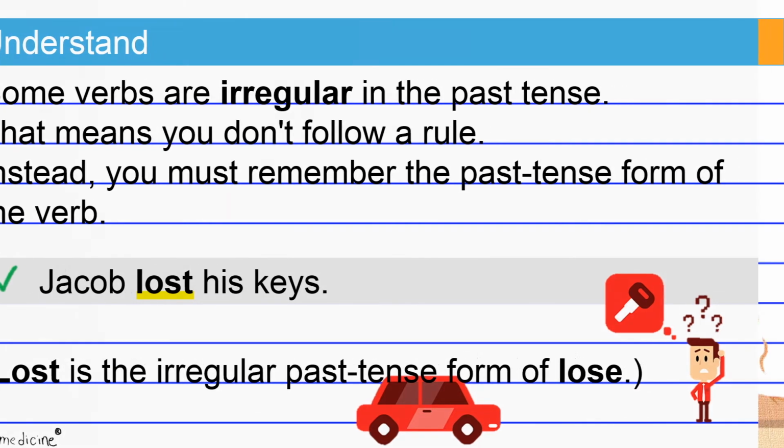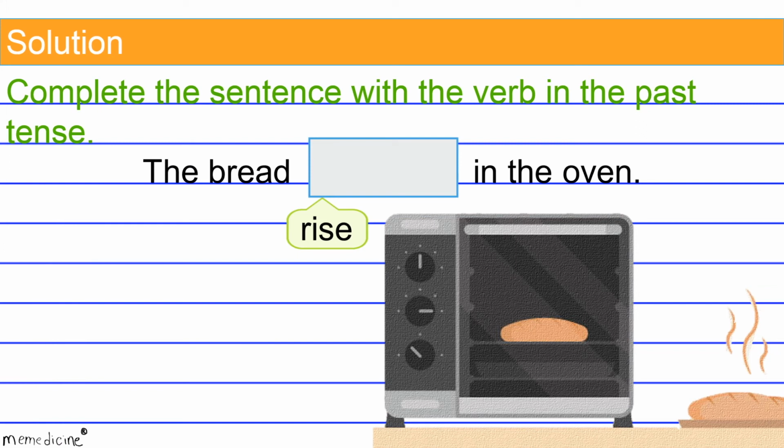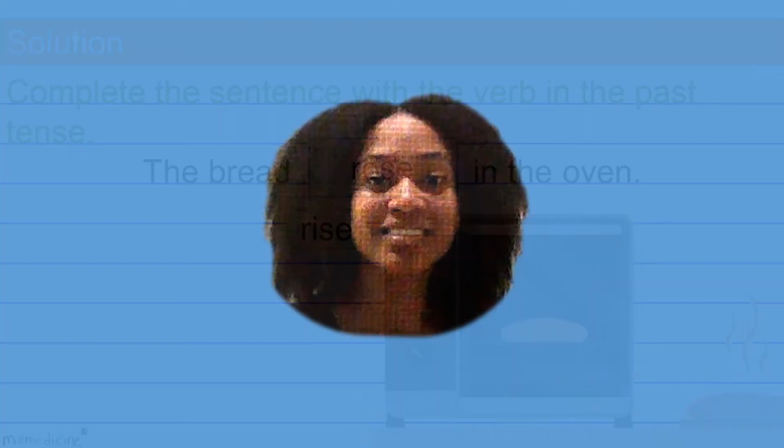All right, back to the original question, and now for the solution. Rose is the simple past tense verb form of rise. This is an irregular verb form, so you'll have to commit it to memory.